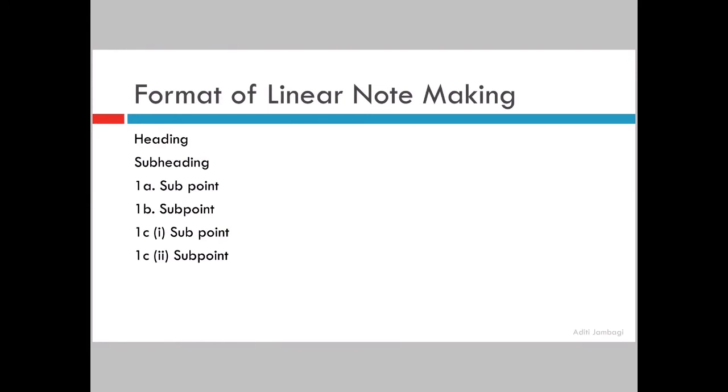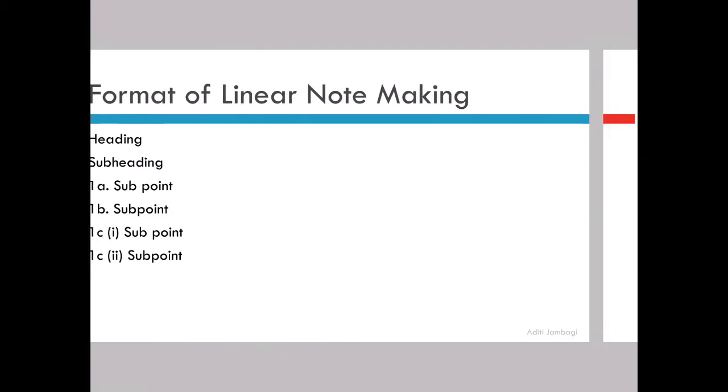Format of linear note making. So let us understand the format. First is the heading, which will be the central idea or the main idea of whatever information is related in that particular note. Then you will have subheadings, which are nothing but the features related to that topic, or it could be the advantages, disadvantages. These are all your subheadings. And then subpoints will be there, which you will be writing under your subheadings.